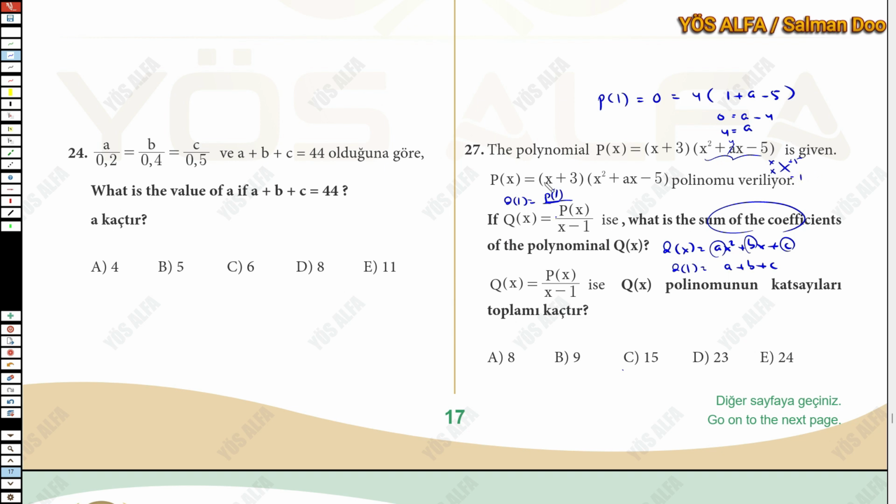So p of x is x plus 3 times x plus 5 times x minus 1. And these two cancel out each other. We have q of x equal to the multiplication of these two. So q of 1 is going to be 4 times 6, which is 24. So the answer is E.